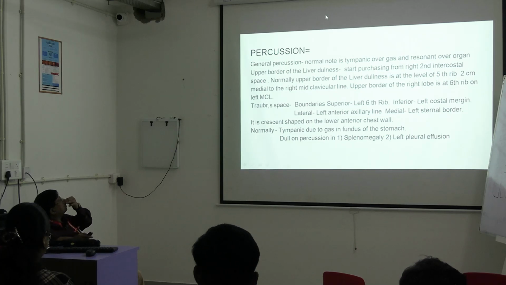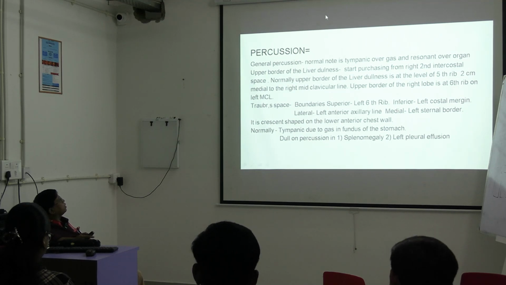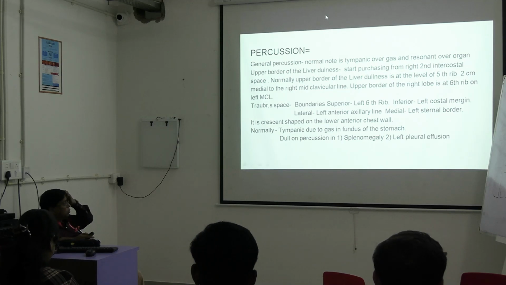found. Normally, the upper border of the liver dullness is at the level of the fifth rib, 2 centimeter medial to the right midclavicular line. This is the normal area for liver dullness, normal liver. And the upper border of the right lobe at the 8th rib in the midclavicular line, and it is the left lobe of the liver, right midclavicular line.